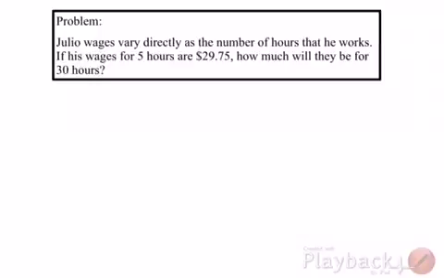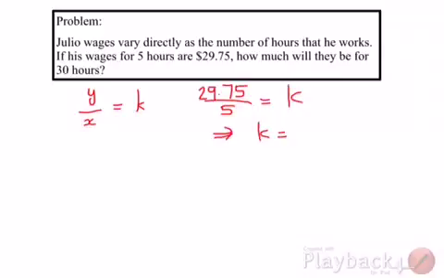Next example, Julio's wages vary directly as the number of hours that he works. If his wages for 5 hours are $29.75, how much will they be for 30 hours? So again, my y over my x is going to give me my constant rate, or my hourly wage. So my y is 29.75 all over 5, which is equal to my k. So therefore my k is equal to $5.95. So he's getting $5.95 per hour. That's my constant rate, so it doesn't change.